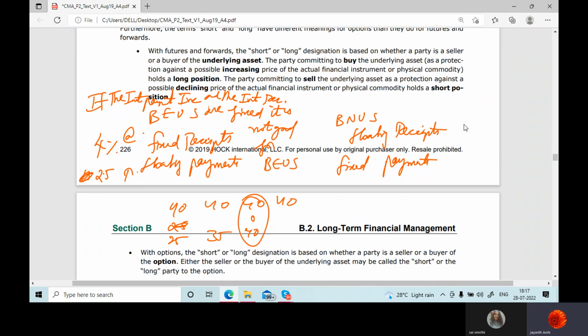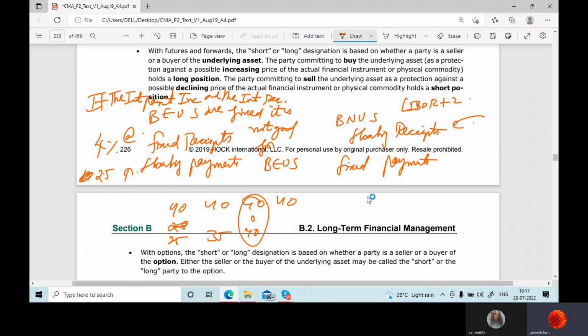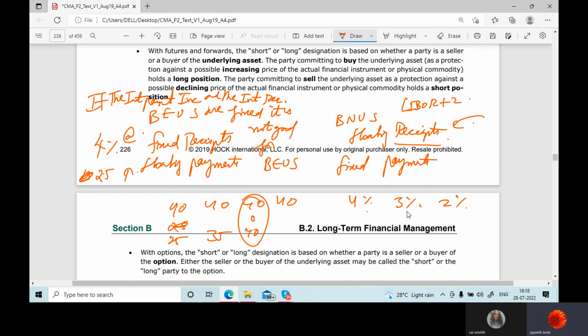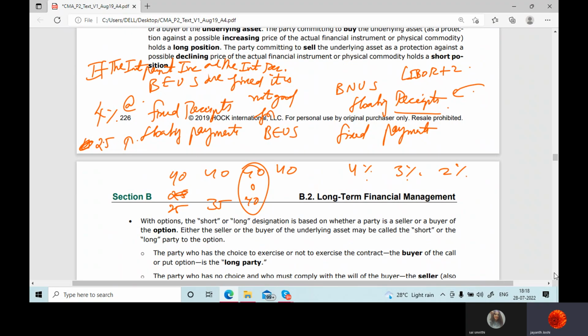Now floating receipts, so LIBOR plus 2. What happens is, if the LIBOR is, let's say 2%, they are going to receive payments at the rate of 4%. If the LIBOR has gone to 1, at the rate of 3%. If the LIBOR has gone to 0, at the rate of 2%, they are going to receive the payments. Receipts are going to be floating receipts for them. That is worrisome for them.